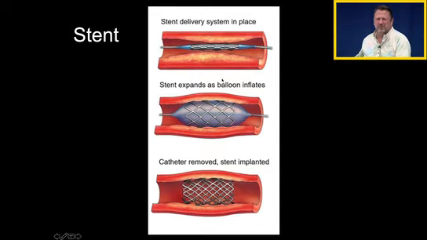And then the wire mesh can be expanded with a balloon. So there's the deflated balloon, and here's the wire mesh, and we take this balloon and we inflate it, and now we can take the catheter out and the balloon out, and now we have this wire mesh holding the artery open. This is a very common procedure. One of the main problems with this procedure is this wire mesh does what?